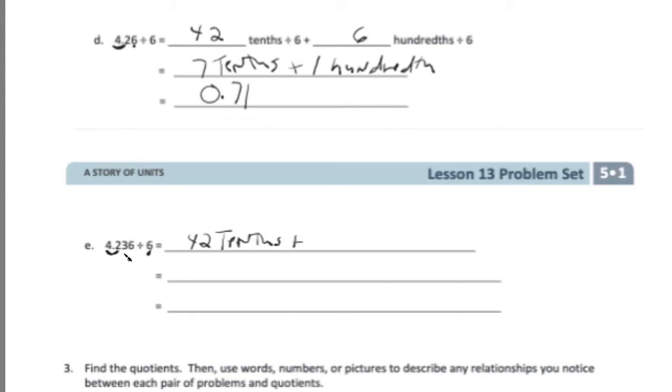42 tenths plus, and that leaves 36. Well, 36 is divisible by 6, right? So this is divided by 6 plus 36. What is it I have 36 of? That's hundredths, isn't it? Yes. 36 hundredths.